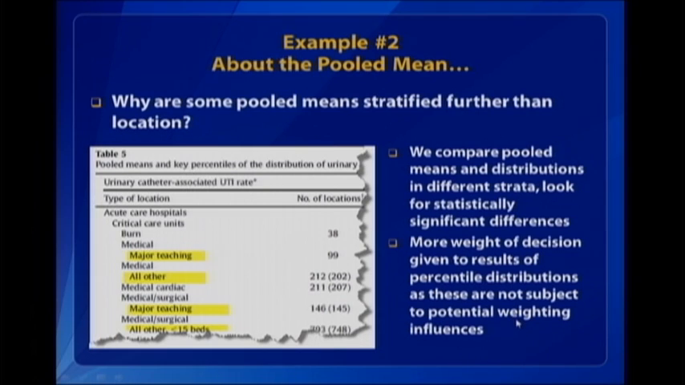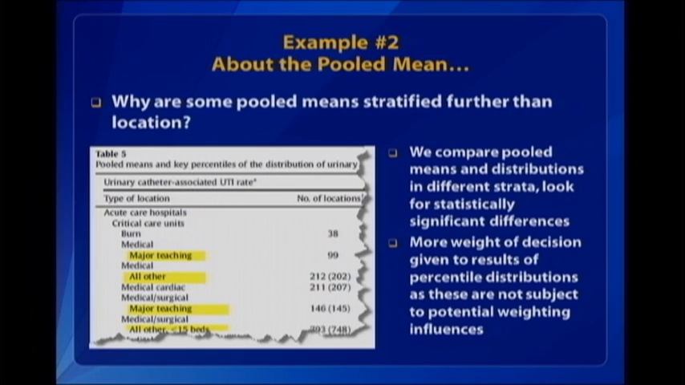So, if you've looked at our report, we have pooled means for different types of locations. But why do we have some pooled means that are stratified further than location? So we do have some ICUs for which we also look at the medical school affiliation for the hospital. And for medical surgical ICUs that are not major teaching, we also look at that location's bed size. And we're asked, well, why is that?